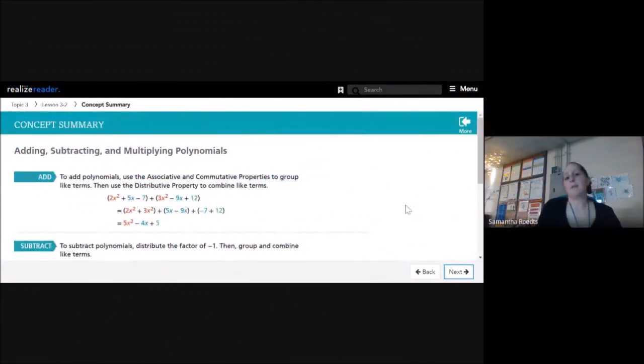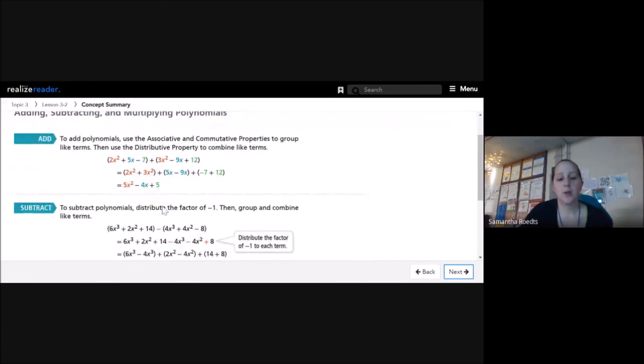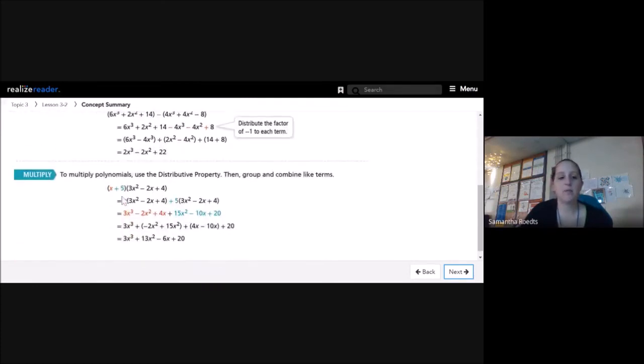All right, so concept summary: adding, subtracting, and multiplying polynomials. To add polynomials, use the associative and commutative properties to group like terms, then use the distributive property to combine like terms. To subtract polynomials, distribute the factor of negative 1, then group and combine like terms. To multiply, use the distributive property, then group and combine like terms. All right, and that is the end of Unit 3, Lesson 2.